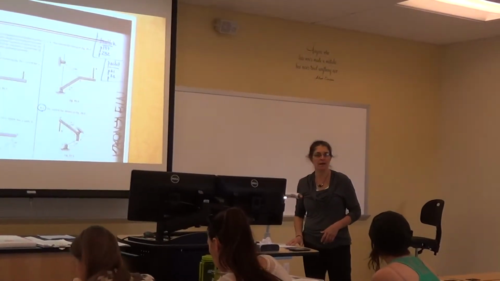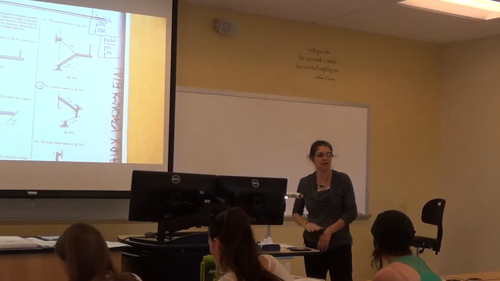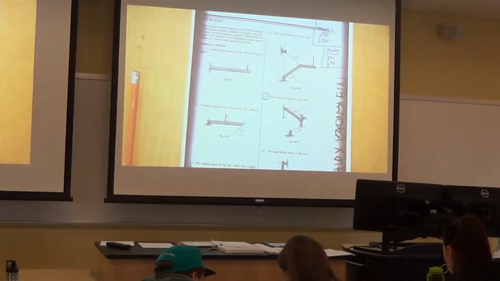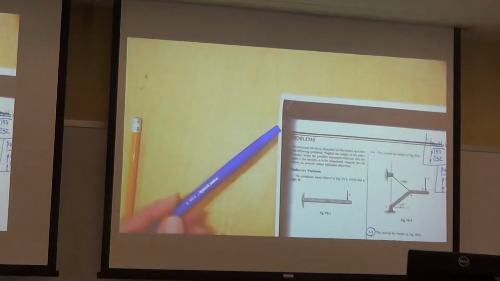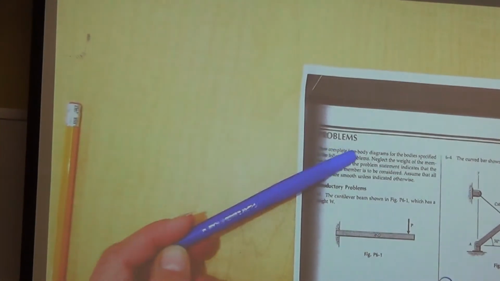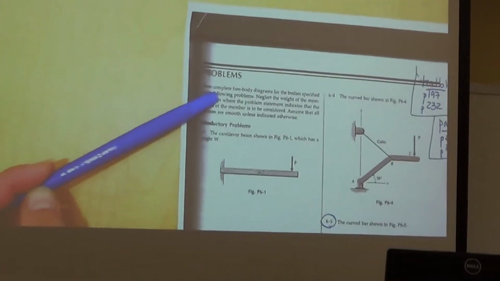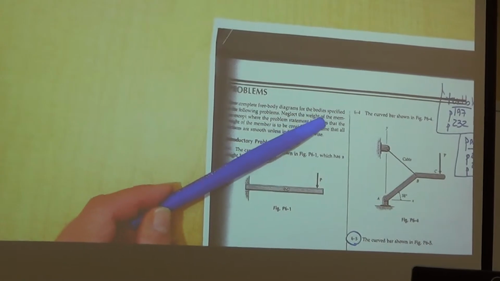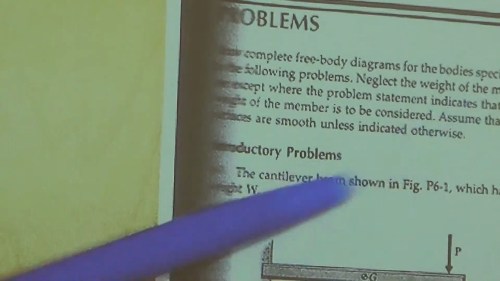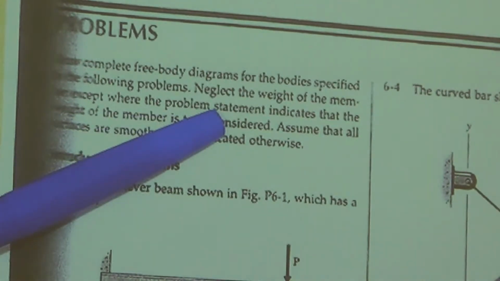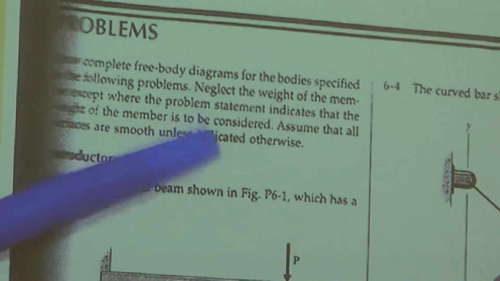Okay, so we went through all those, and now what we're going to start to do is draw free body diagrams. So we're going to do the first one together. The ones we're going to work on are the ones that I circled up here. Draw a complete free body diagram so the body is specified in the following problems. Neglect the weight of the member except where the problem statement indicates that the weight of the member is to be considered. What does it mean by that?